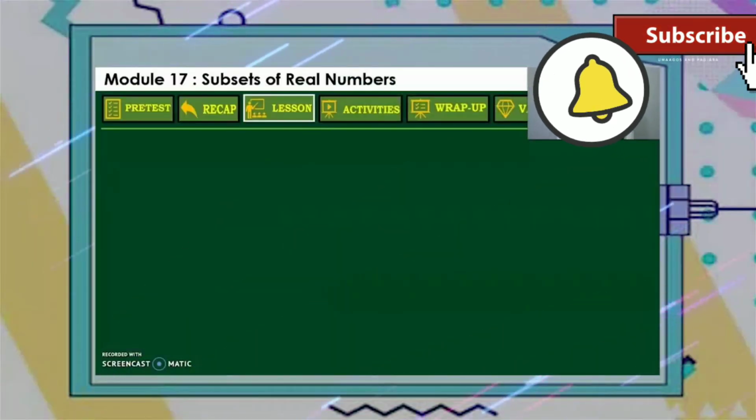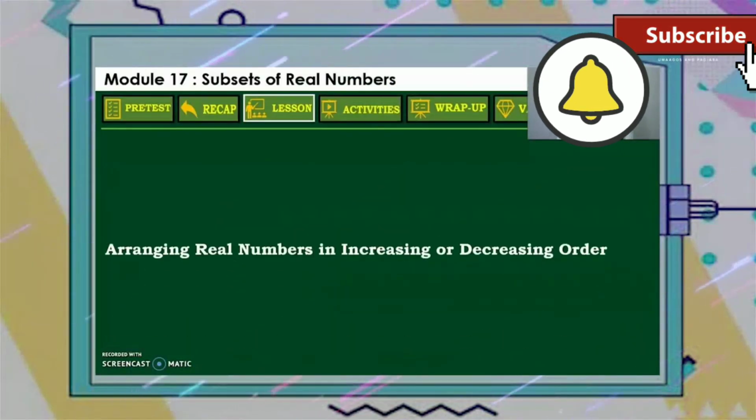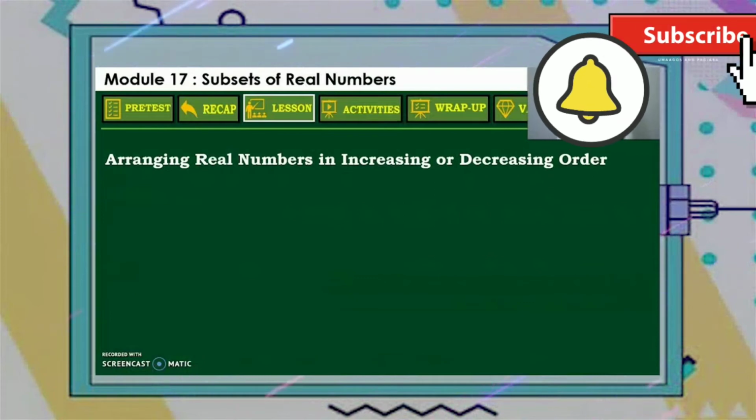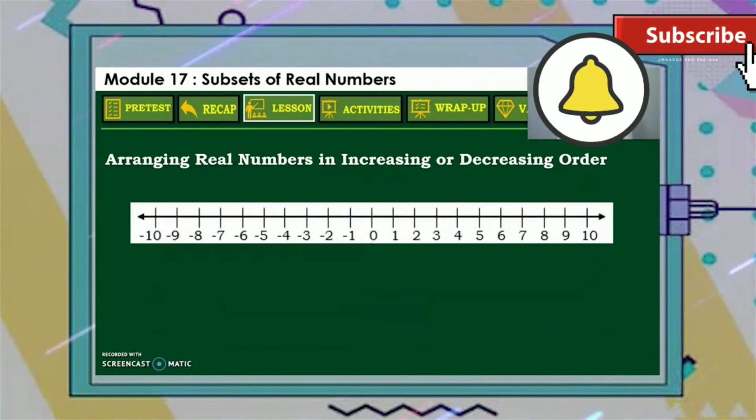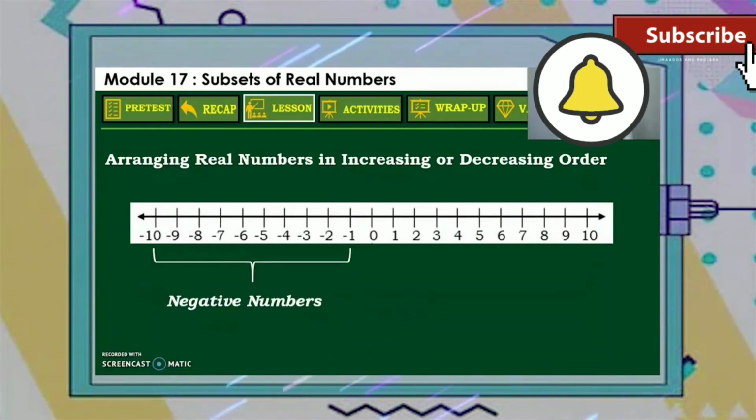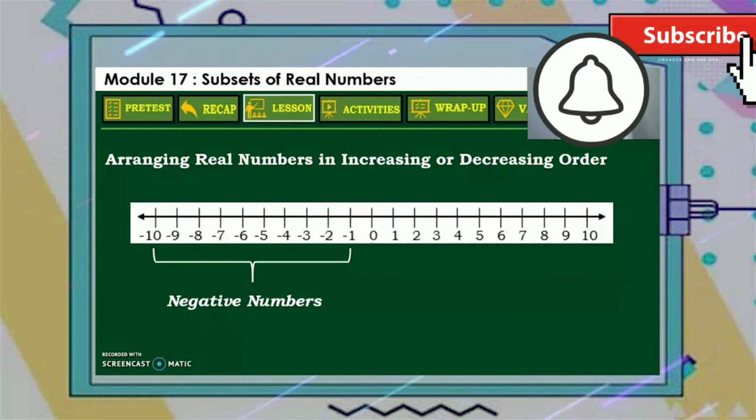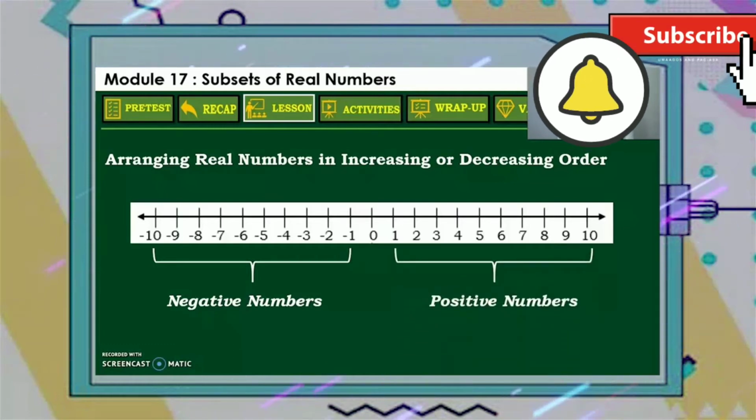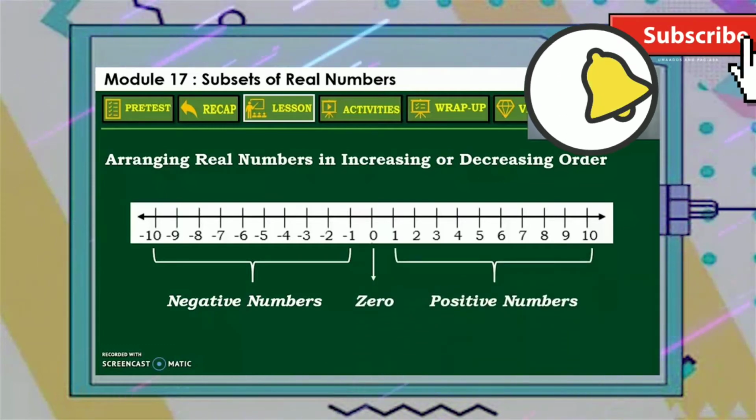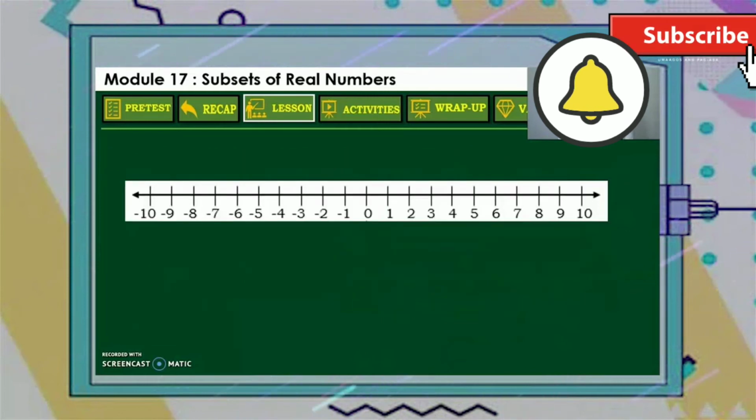After learning about the different subsets of real numbers, let's try to learn how to arrange them in increasing or decreasing order. In order for us to arrange real numbers in increasing or decreasing order, we're going to use the number line. When using the number line, we will see negative numbers on the left side, positive numbers on the right side, and 0 at the middle.